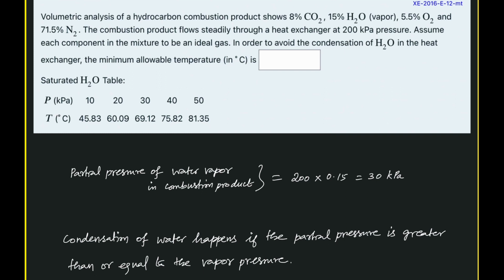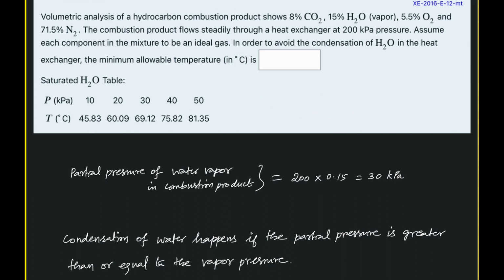Whereas if you operate at a temperature of, say, 68 degrees Celsius, the vapor pressure will be somewhere around 29 kilopascal, whereas the partial pressure is 30 kilopascal. So definitely the water vapor will start to condense.